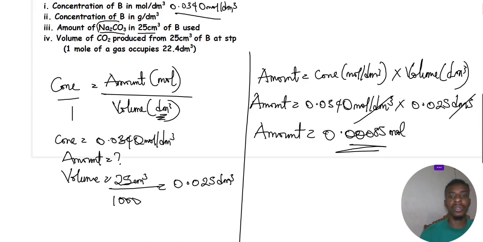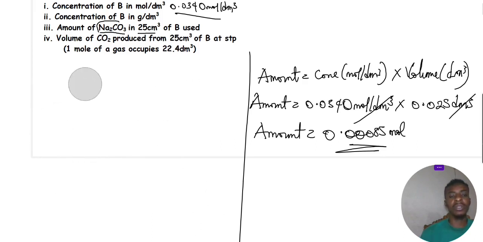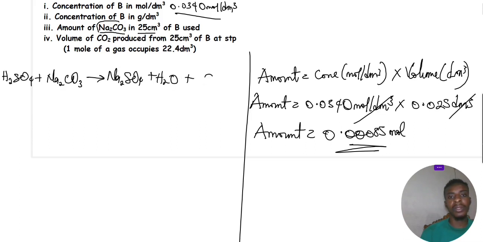Now let's go over to the last one, which says we should calculate the volume of CO2 produced. That is from the reaction, H2SO4 reacts with sodium carbonate to give us sodium sulfate, water, and CO2. So we are then asked to calculate the volume of CO2 gas that is being produced from 25 cm3 of the reaction.